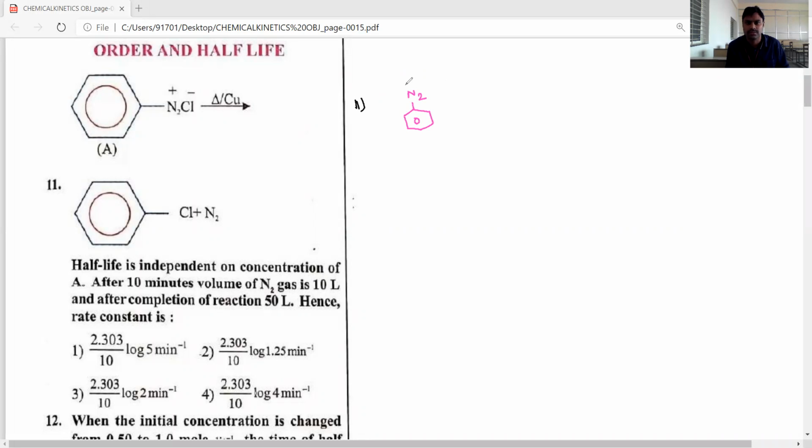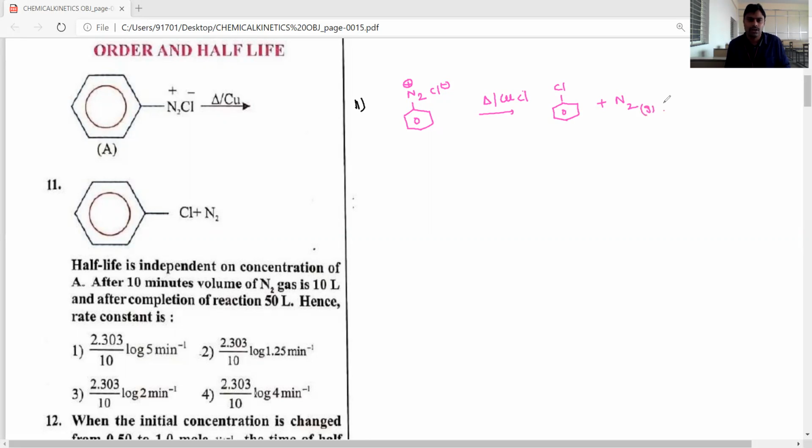Diazonium salts we are using. Benzene diazonium chloride we are using. Then this benzene diazonium chloride, on heating in the presence of cuprous chloride, the product is chlorobenzene, and N2 gas is formed.